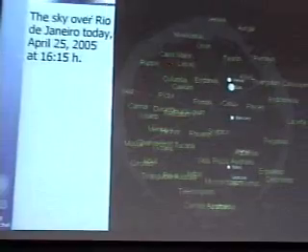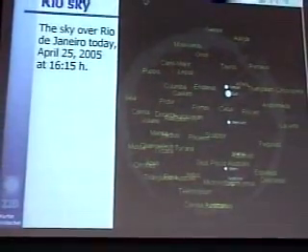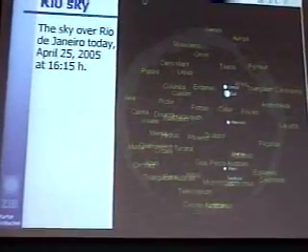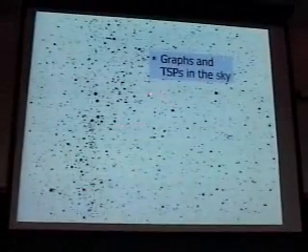Okay, so look at this picture. This is at 4:15 today, the sky above Rio de Janeiro. Well, if you switch off the sun, this is what you would see. I have a program that computes this. And here are all these constellations. And now if you invert the colors, so the stars are black and the sky is white, that's another picture of the sky above Rio.